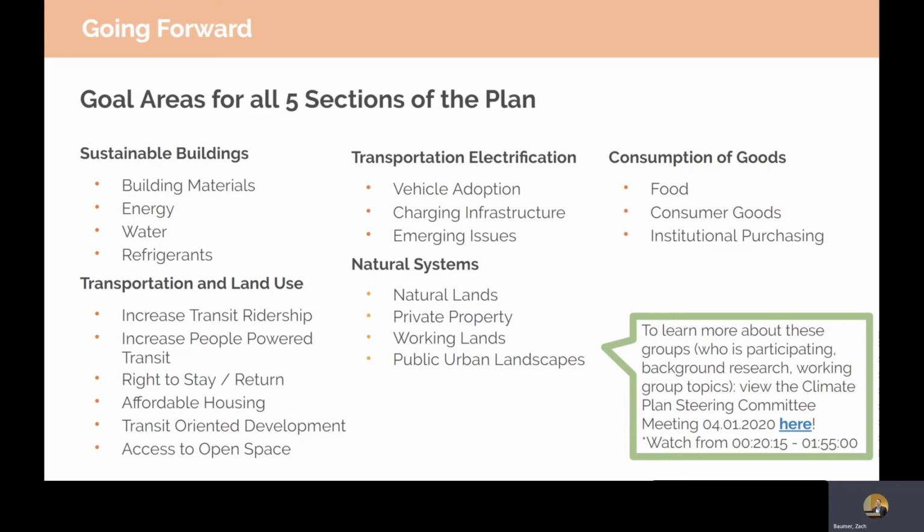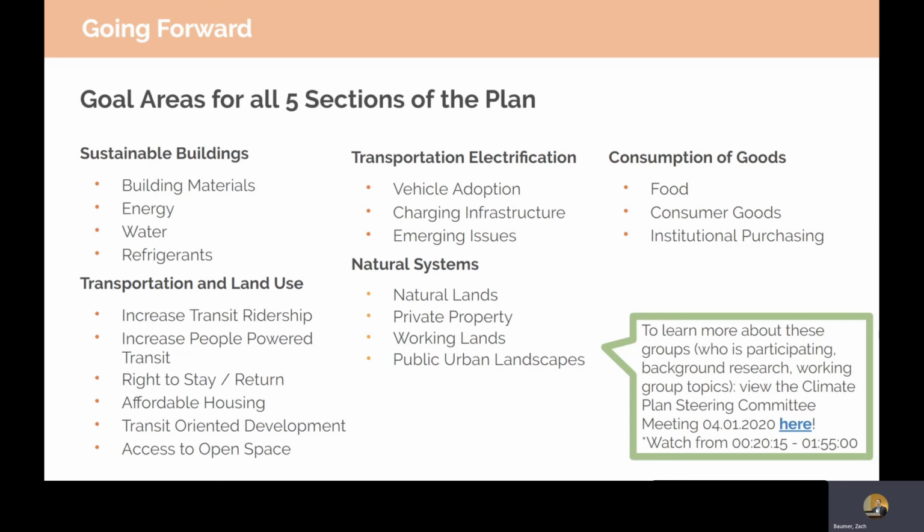You can see the next level of detail here when we say sustainable buildings, thinking about building materials, energy, water, and refrigerants. And when we say natural systems, breaking it down into natural lands, private property, working lands, public urban landscapes. So these are still in draft, but for each one of these topics, generally, we're going to have a quantitative goal that we want to achieve by 2030.